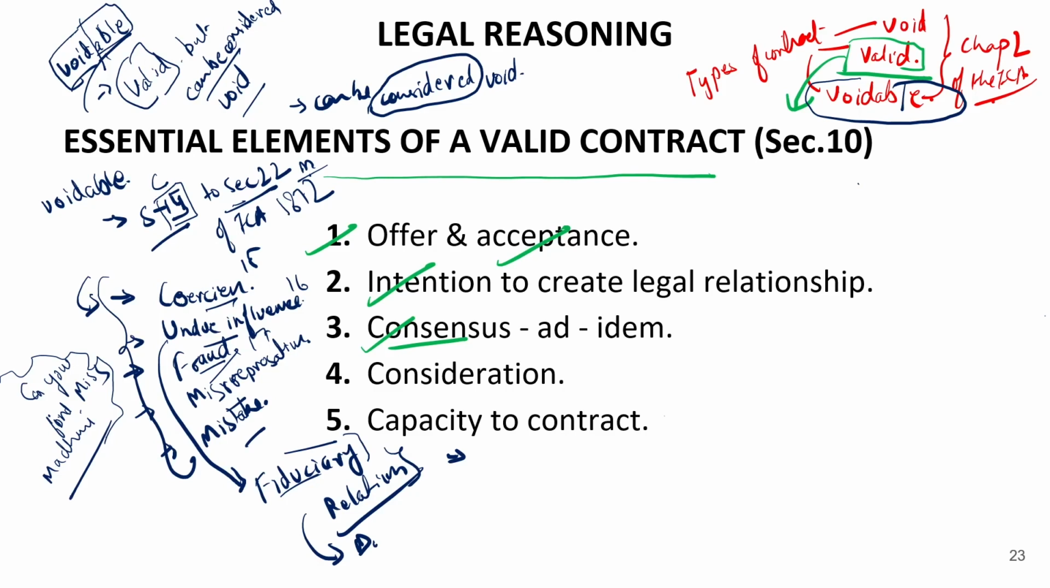So I would request you to kindly go through what exactly misrepresentation and mistake are, because these are very easy terms which you will find mentioned under section 18. Section 18 talks about misrepresentation, and mistake has been talked about under sections 20 to 22 of ICA.